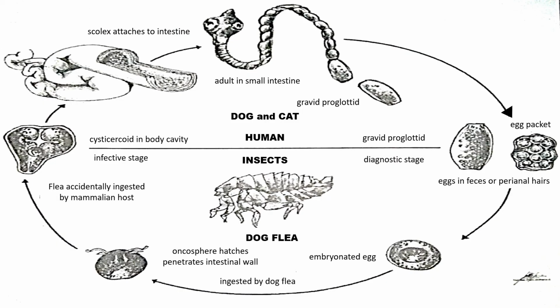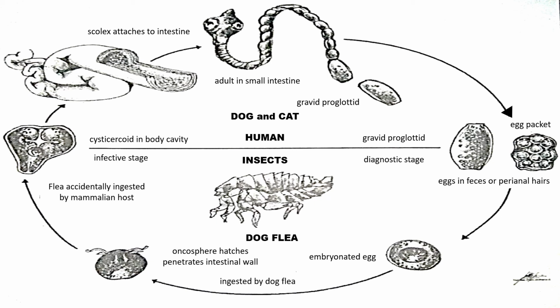So here, as you can see, its life cycle resembles the indirect cycle of your H. nana. It is indirect, guys, because it has an intermediate host, the fleas here. There are two types of hosts here: the definitive hosts, the dogs and cats, and rarely humans, and the intermediate hosts, which are insects or the fleas.